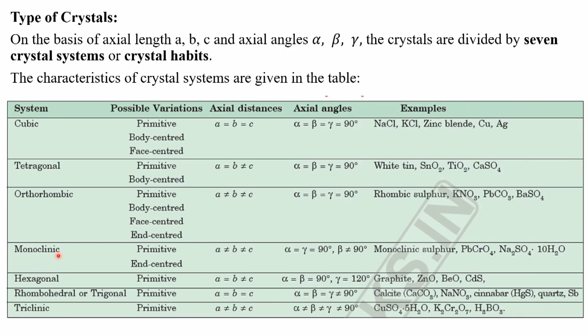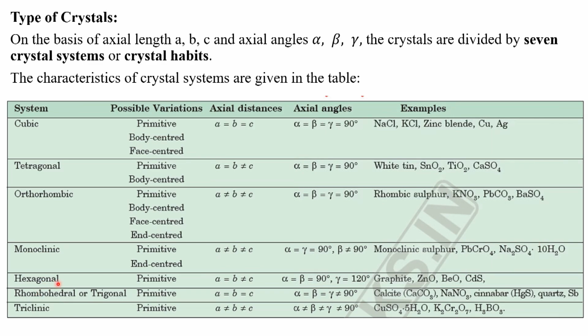Fourth is monoclinic, with possible variations primitive and end centered. Here a ≠ b ≠ c, but alpha = gamma = 90 degrees, but beta is not equal to 90 degrees. Examples are monoclinic sulfur, PbCrO4, Na2SO4·10H2O.